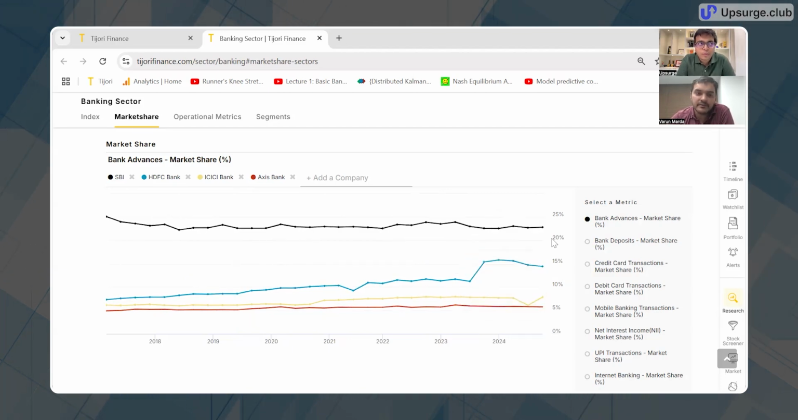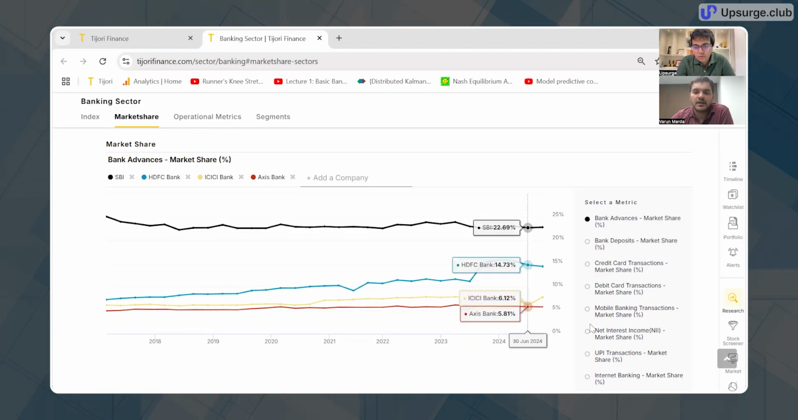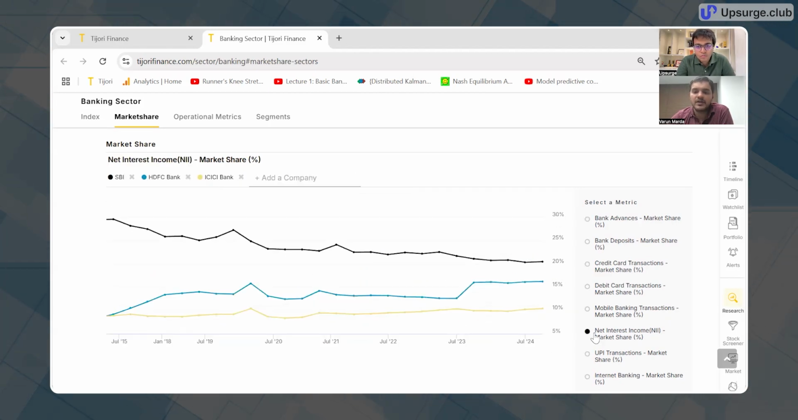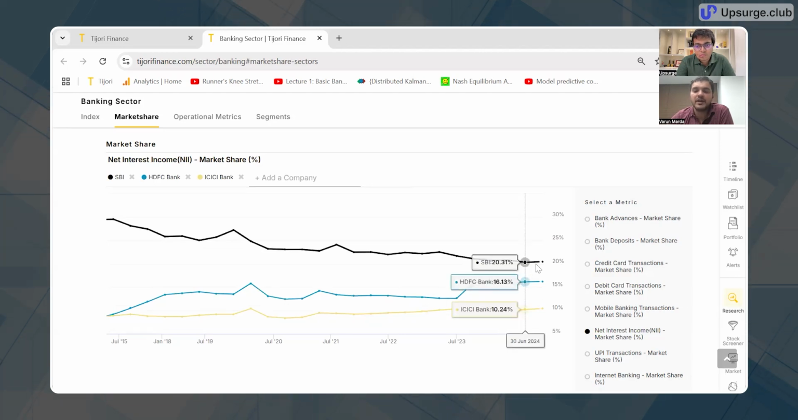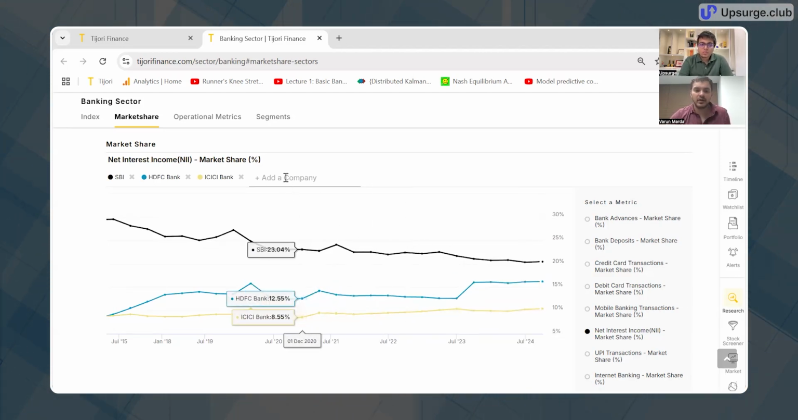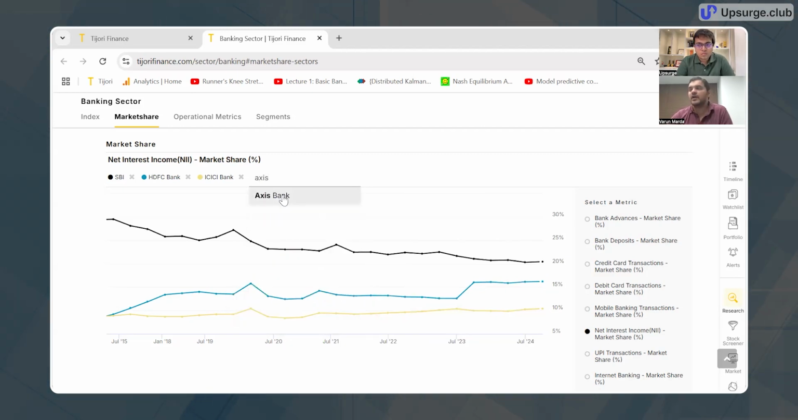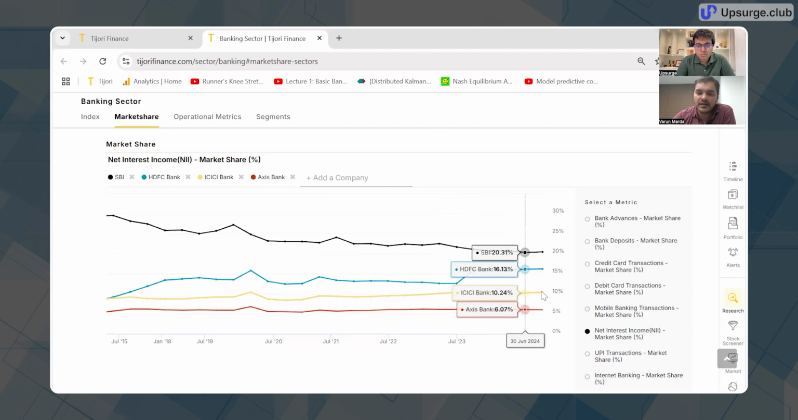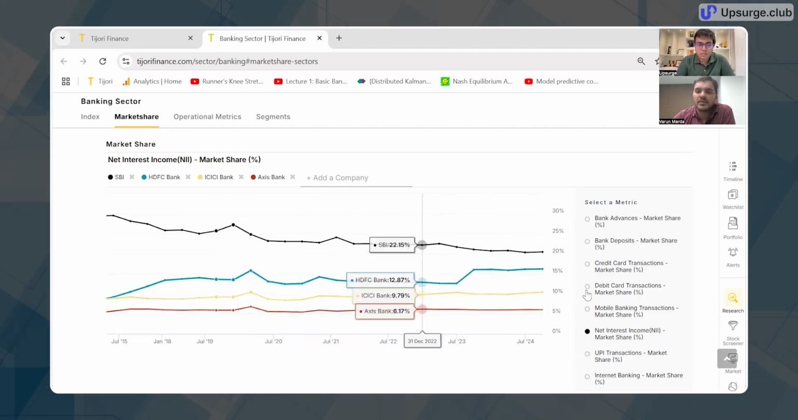This is one of the operating metrics. We can change the metric and see again. These are just the loans, but finally banks need to make interest. So of 100 rupees of interest made by banks throughout India, Axis Bank had 5 rupees of loans for every 100 rupee loan, but in interest it has 6 rupees. These are all the metrics.